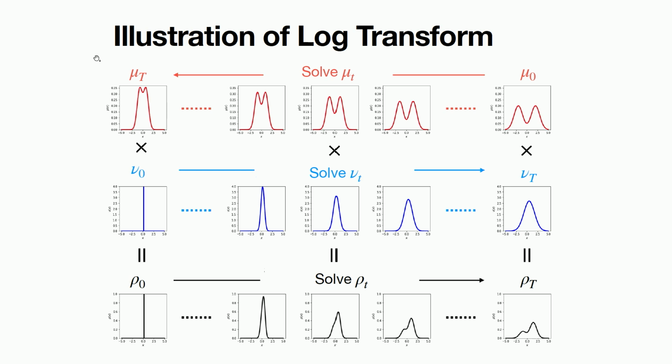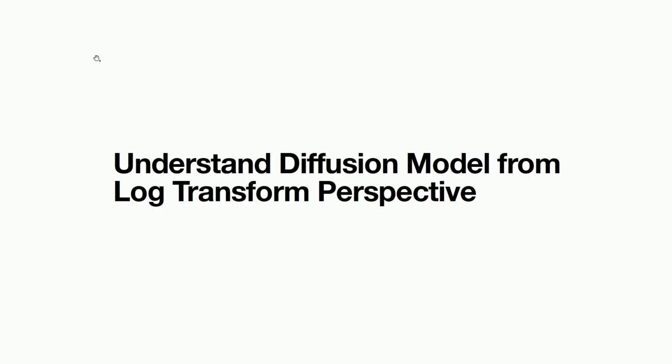And in the diffusion model, you don't have the second rho. You have a constant function 1 as the second one. So that means mu times 1 equals rho. That's why you have a backward system, and then you have a forward system. They match each other. This is how the diffusion model works as a special case of this log transform.